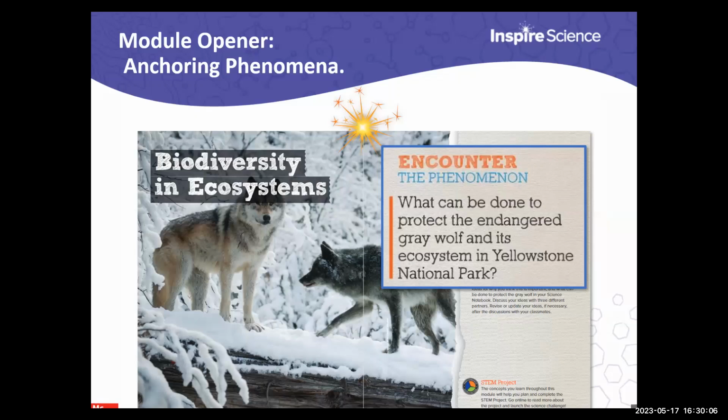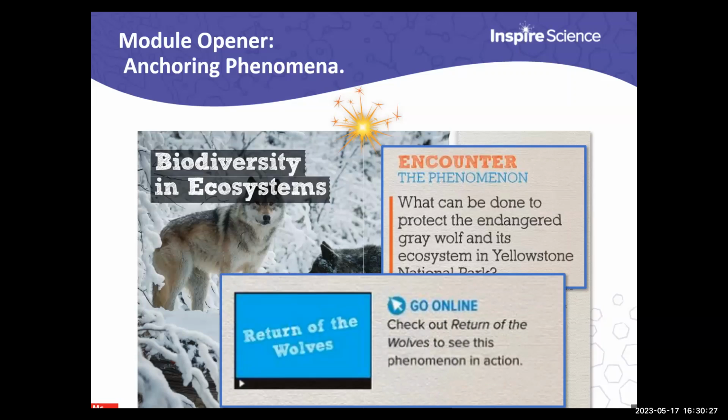But a phenomenon can be an image, a phenomenon can be a video, a phenomenon can be an experience. It also can be something like an infographic storyline. Let's take a look at one of those examples from our middle school program. This is biodiversity and ecosystems. What can be done to protect the endangered gray wolf from its ecosystem in Yellowstone National Park? It says go online to see this phenomenon in action. I happen to have that phenomenon up and running as well. Let's take a look at it.